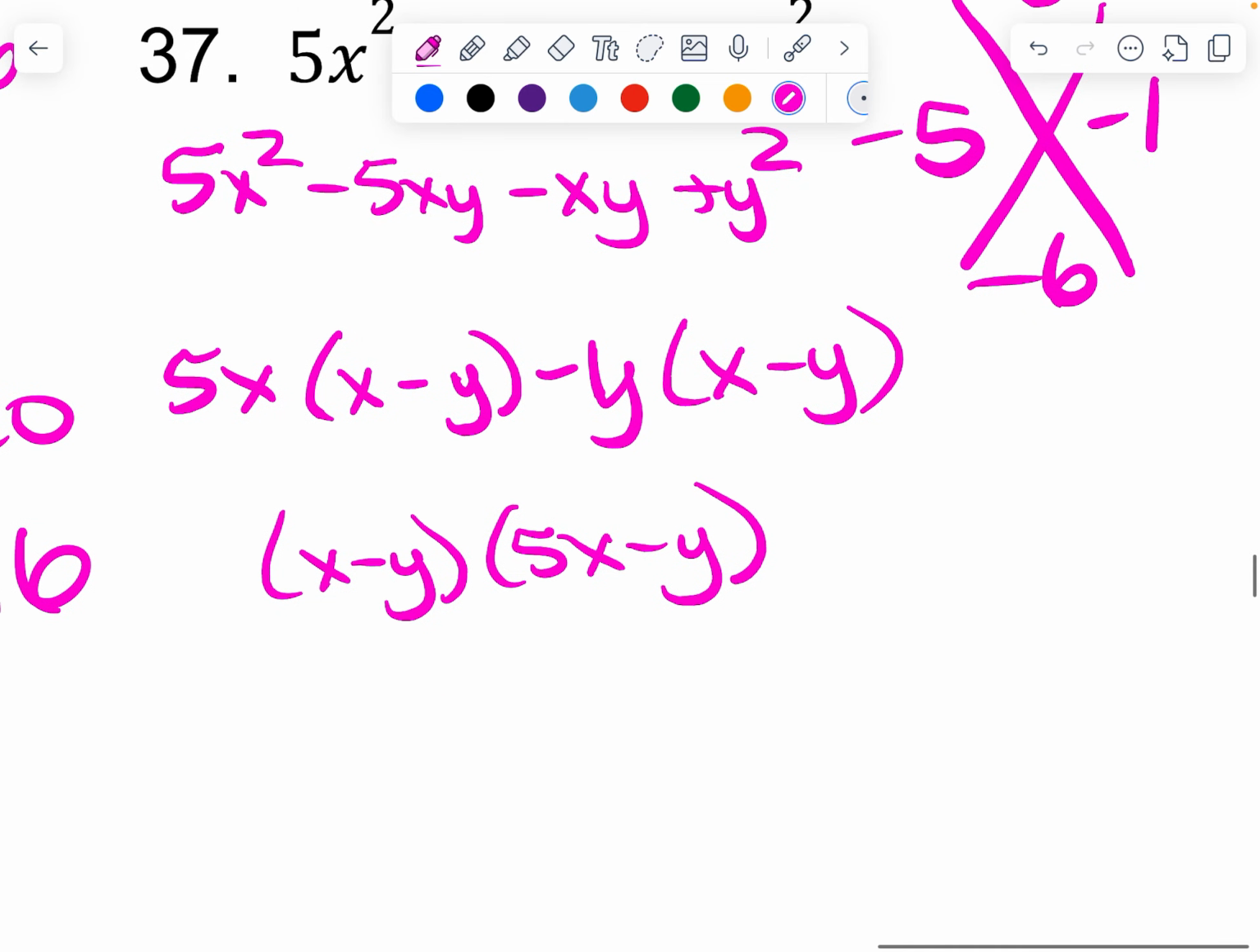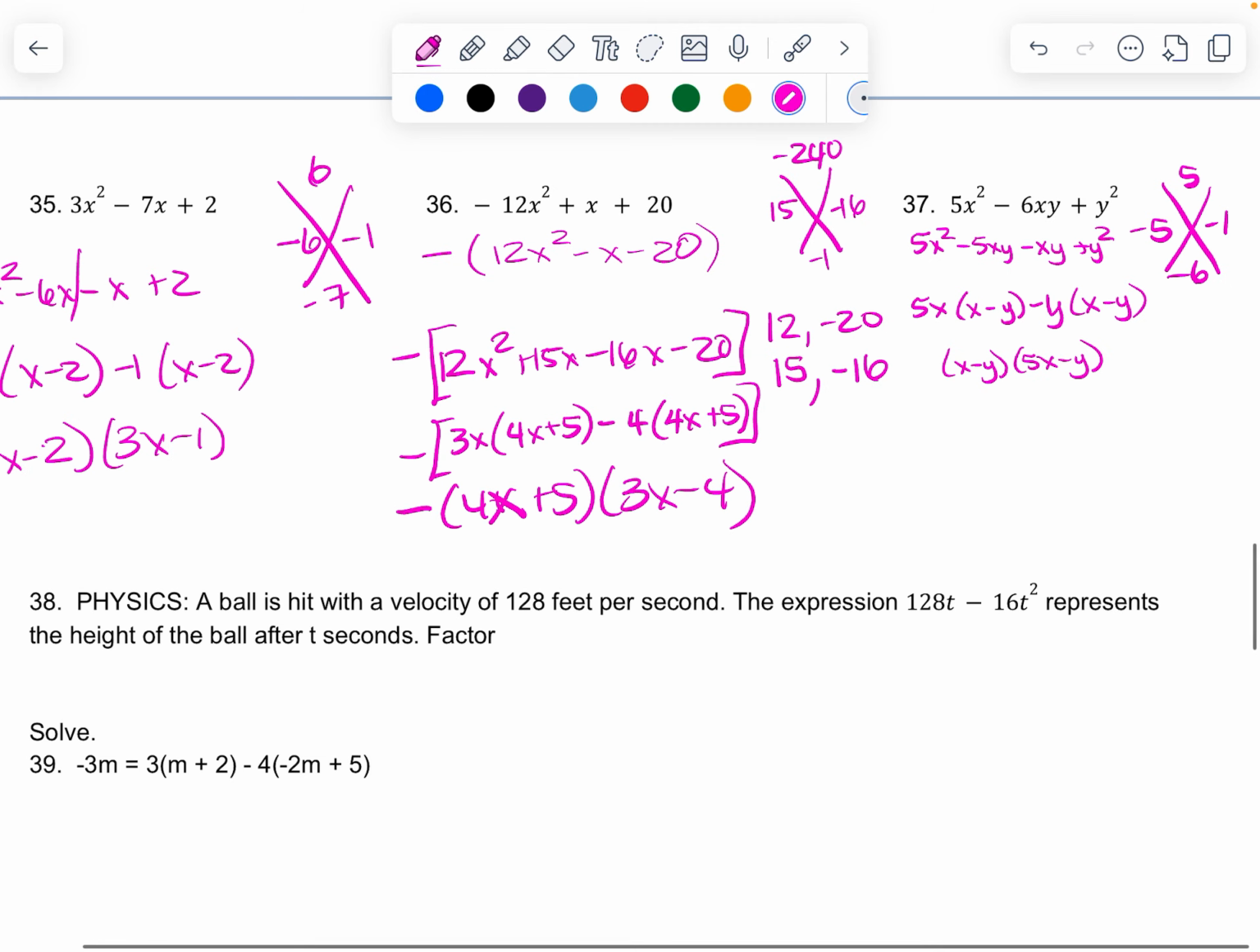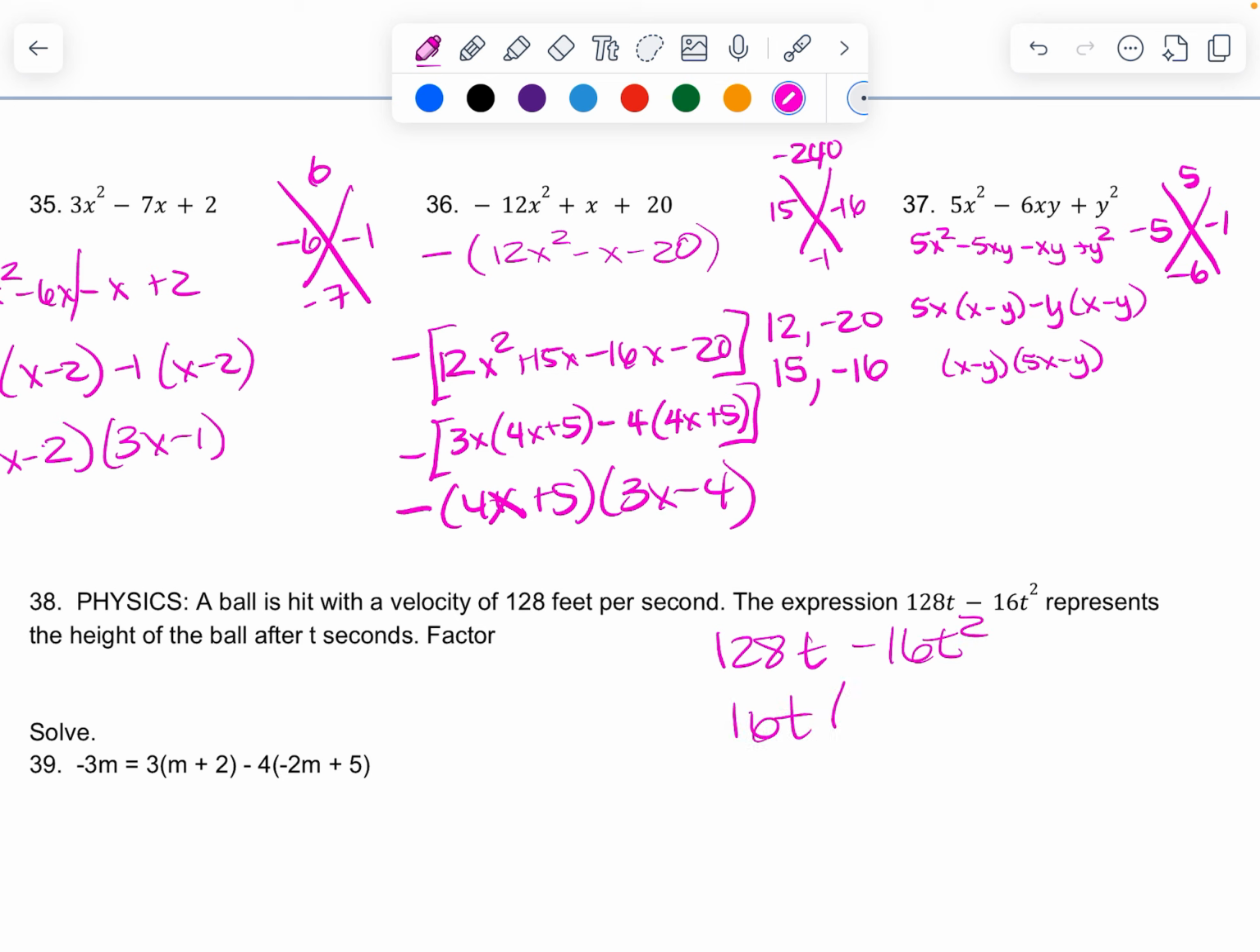Okay, next. Okay, physics. A ball hits the velocity of 128 feet per second. The expression 128t minus 16t squared represents the height. Factor it. So 128t minus 16t squared. 16 goes into both of them. They both have a t, so 16t times 8 minus t.